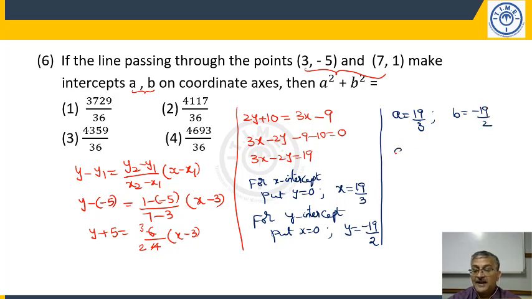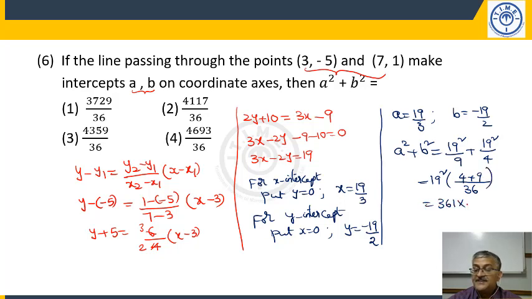So now what we want to calculate? A square plus b square. That is 19 squared by 9 plus 19 squared by 4. We simply take 19 square common and LCM is 36. So 4 plus 9, so what is this value? 19 square is 361 into 13 by 36. We have to multiply, but we observe what the unit place is here. 3 into 1 is 3 is the unit place.